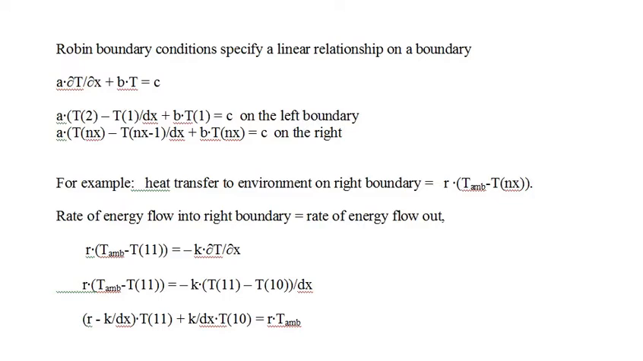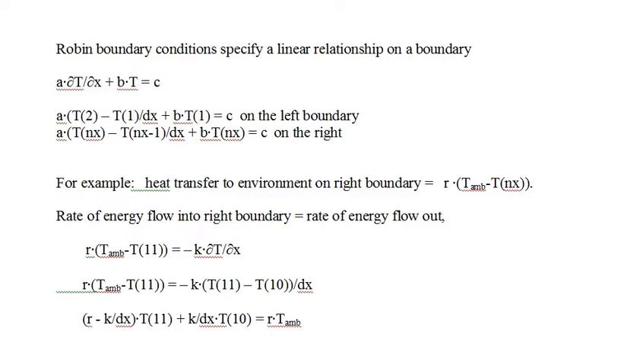The three types of commonly used boundary conditions are Dirichlet boundary conditions, Neumann boundary conditions, and Robin boundary conditions. Dirichlet boundary conditions are used to specify the value of a variable on the boundary. Neumann boundary conditions are used to specify the value of the spatial derivative of a variable on the boundary. Robin boundary conditions are used to specify a linear relationship between the value of a variable and its spatial derivative on a boundary.